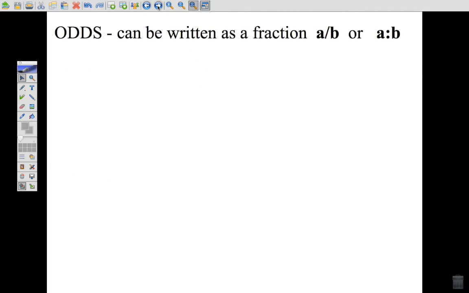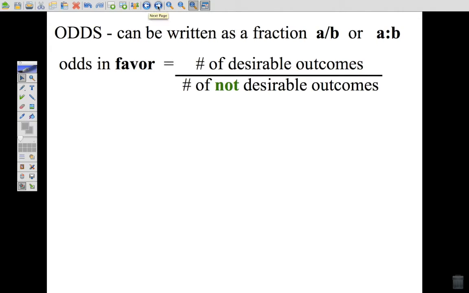Let's now look at odds. Odds, like probability, could be written as a fraction, but you could also put a colon in between the two numbers. It differs from probability in that when you calculate odds in favor of an event occurring, you are looking at the number of desirable outcomes, that is what you're hoping, what you're in favor of having happen, divided by the number of ways that desirable outcome does not happen. I tend to think of this one as what you want divided by what you don't want.